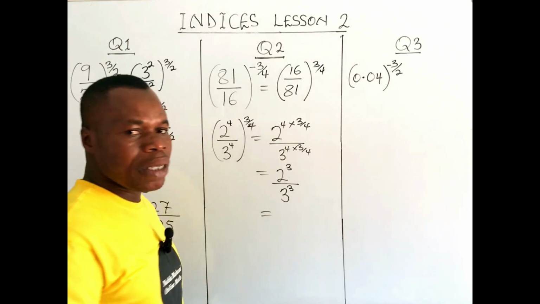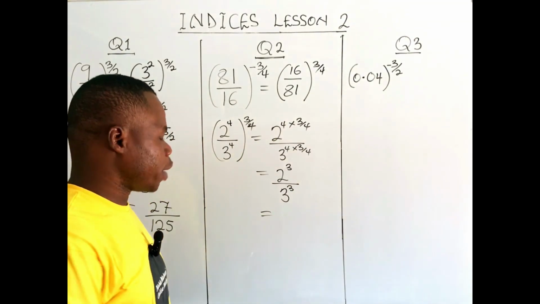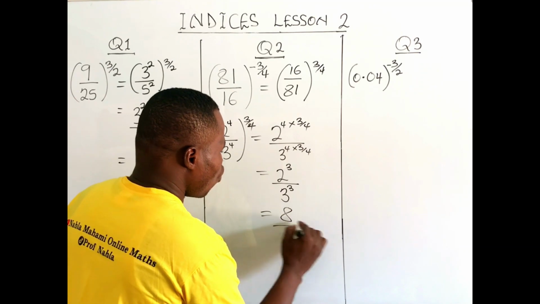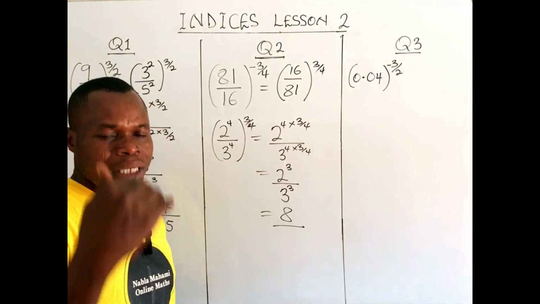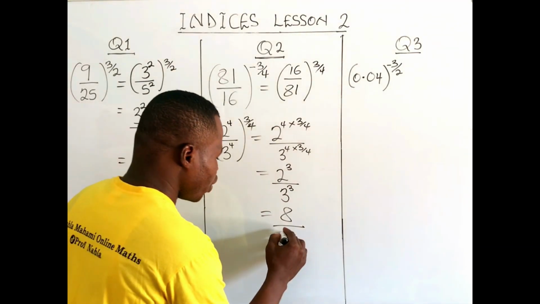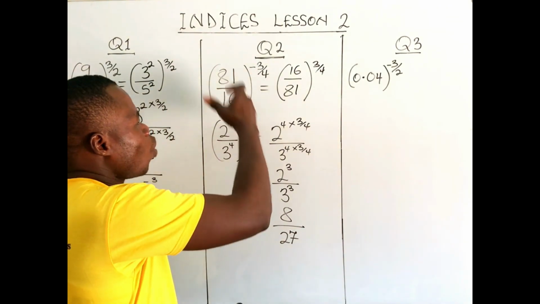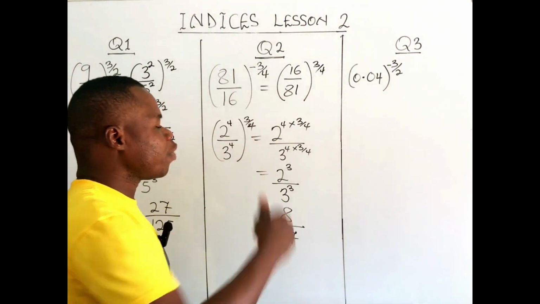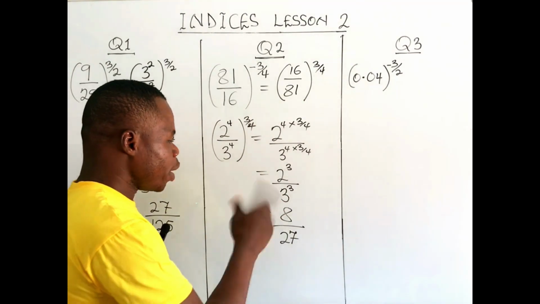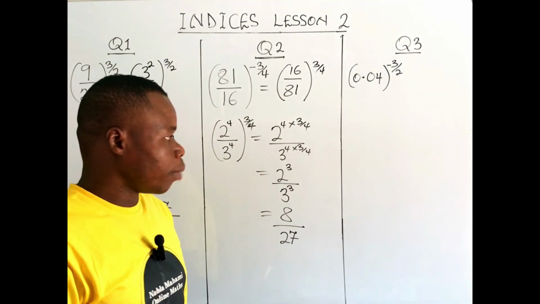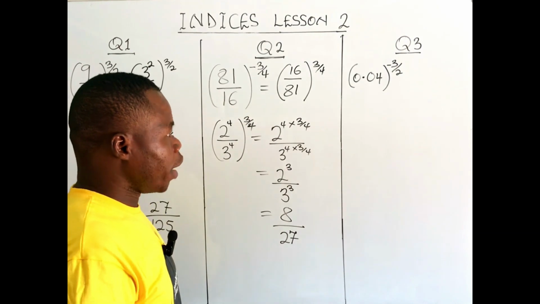And 2 to the power 3 means 2 times 2 times 2, 3 times. And I'll get 8 over 3 to the power 3 means 3 times 3 times 3. And that one will give me 27. So this simply means that 81 over 16 all to the power negative 3 over 4, my answer will be 8 over 27. Let's go to the third example.